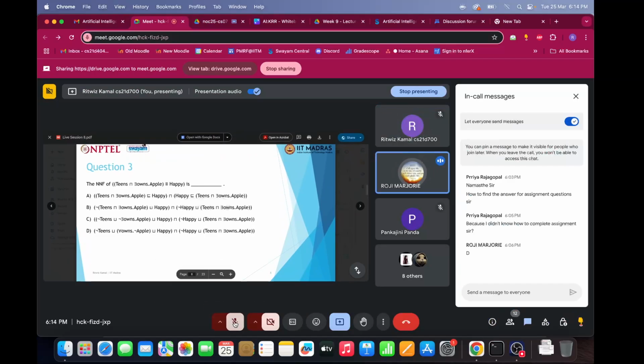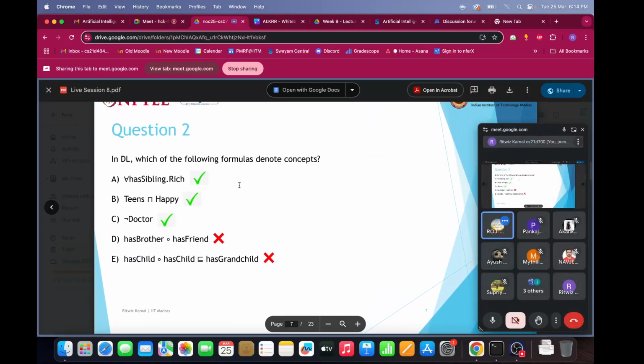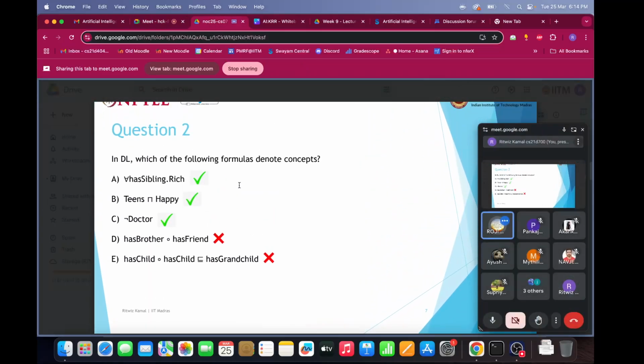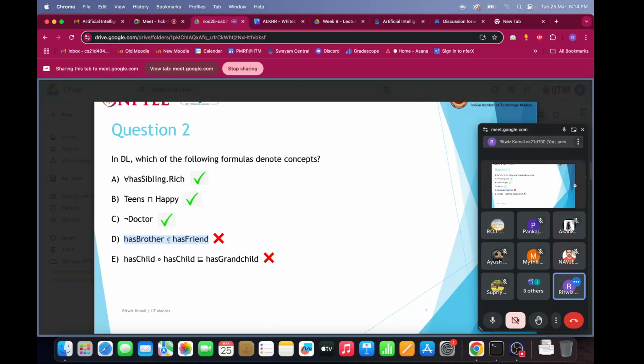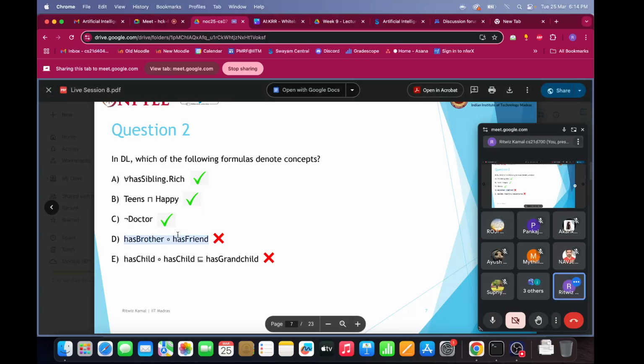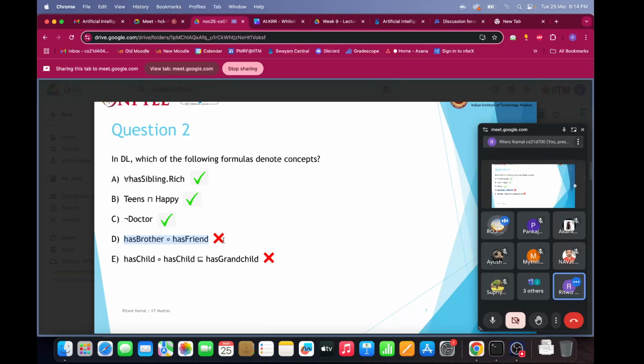Sir, I'm very sorry to disturb, sir. I have the same doubt with respect to question number two, sir. In the D option, you said that has brother is a role. Am I right, sir? Has brother is a set, has friend is a set, but these two sets are connected by this role over here, because of this small circle that we see. So because of that we can't say that this whole thing is a concept. Okay, sir.